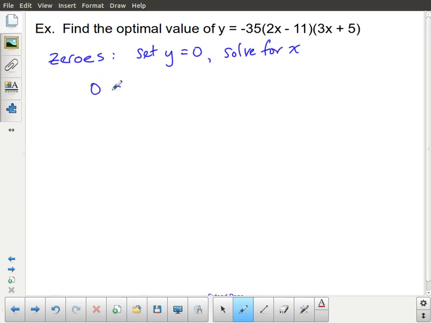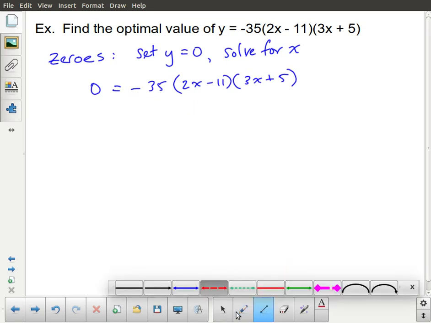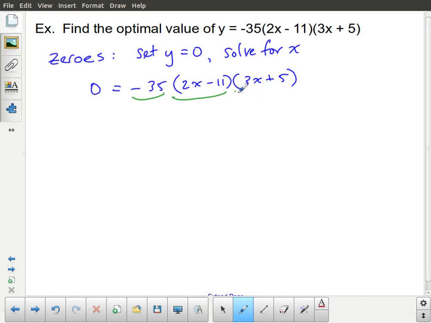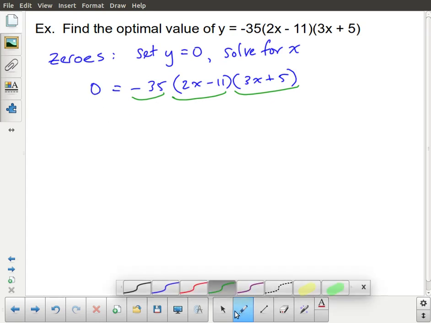So I get 0 equals negative 35, 2x minus 11, 3x plus 5. So I've got 3 different factors here. 1, 2, 3. So I've got something times something times something else. And the only way that you can multiply things together and end up with a 0 is if one of those things is equal to 0.